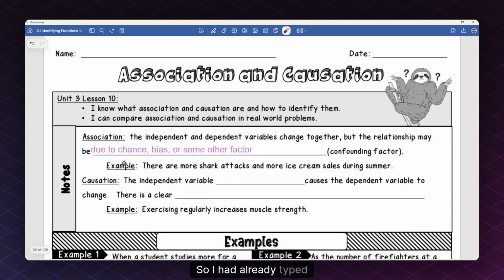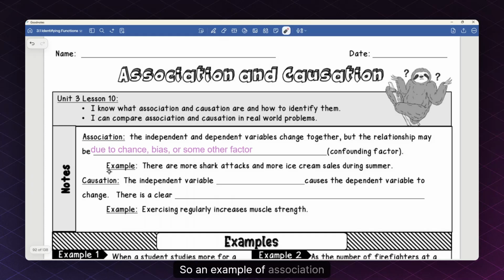So I had already typed, what would fill in the blank here. Association, this is where your independent and dependent variables may change together, but the reason that they are changing together is due to chance, bias, or some other factor. And you may even call that a confounding factor. It's a factor that is affecting the situation, and we want to make sure that the results that we see are actually due to what we're investigating.